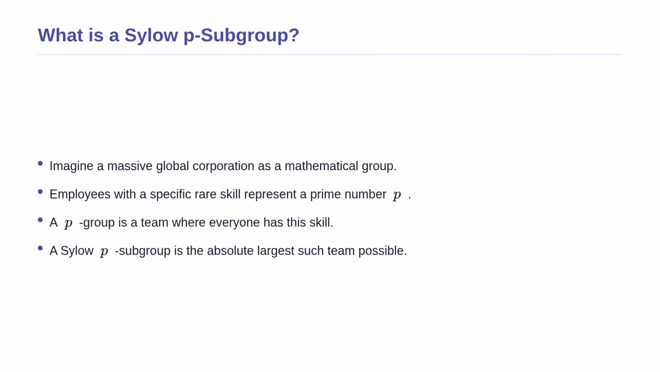A Sylow p-Subgroup is simply the absolute largest Japanese-speaking task force you can possibly assemble from the company roster. If you try to add even one more person, they will not speak the language. It is the biggest possible chunk of a group built entirely around one specific prime number.